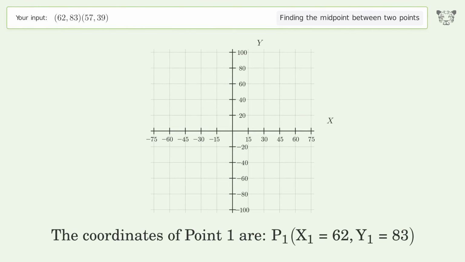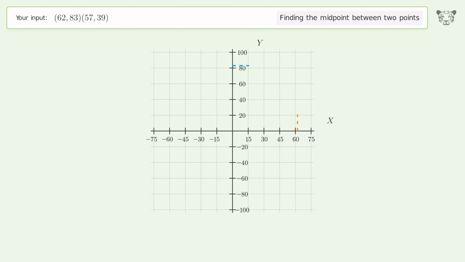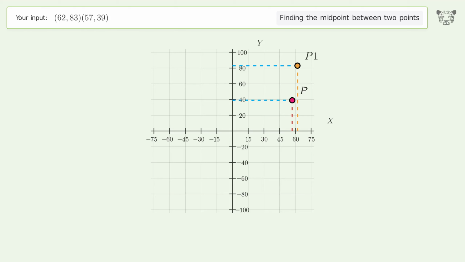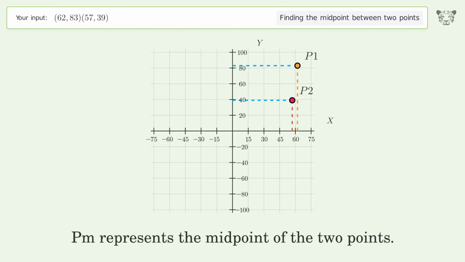The coordinates of point 1 are x1 equals 62, y1 equals 83. The coordinates of point 2 are x2 equals 57, y2 equals 39. PM represents the midpoint of the 2 points.